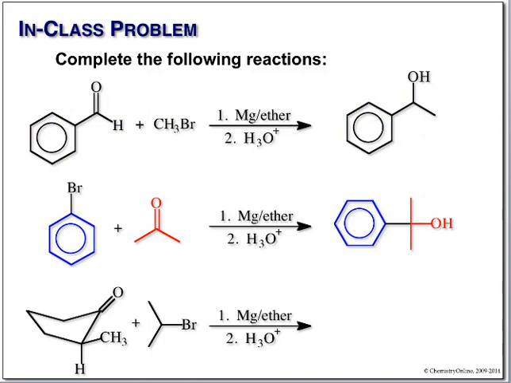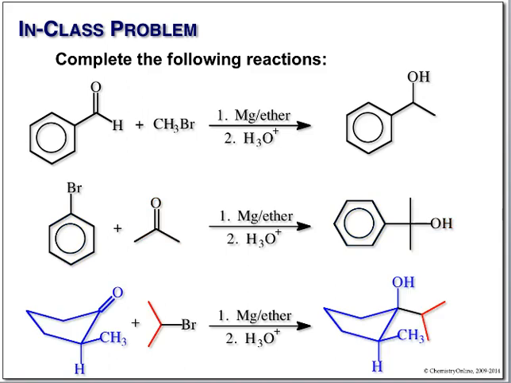Our third one here, we're going to add our Grignard reagent. This is going to be an isopropyl anion. It's going to add to the carbonyl. Because we have this methyl group hanging up here, it's likely that this is going to come in from the bottom side. We're going to make a bond from the isopropyl carbon to the carbonyl, and this is going to be an OH. This is the compound you get.